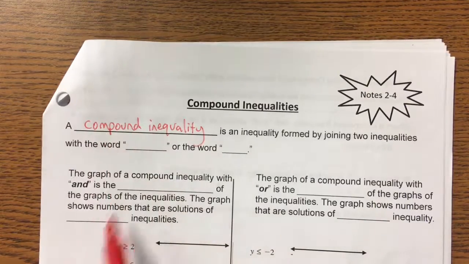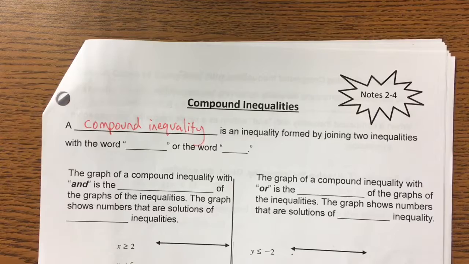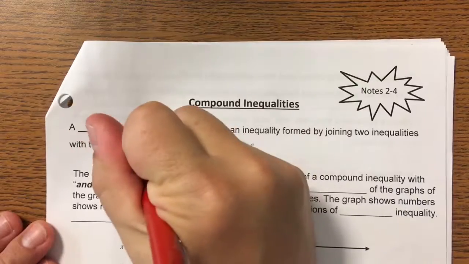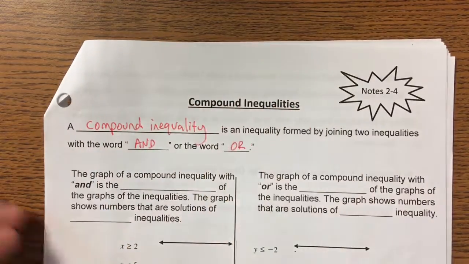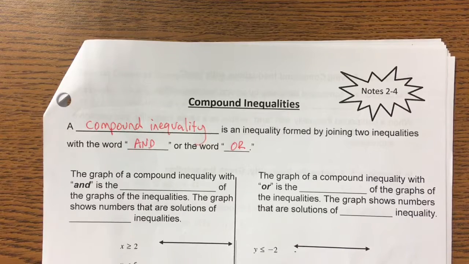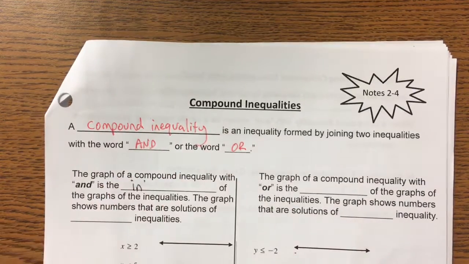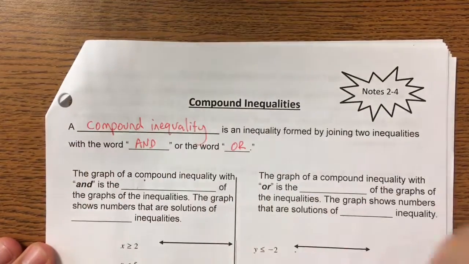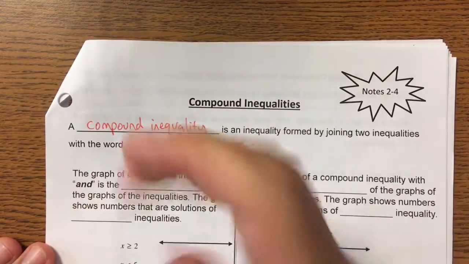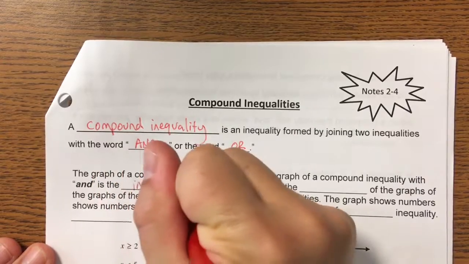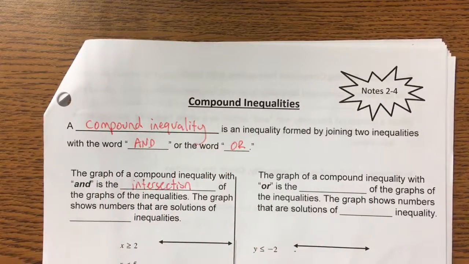So yeah, a compound inequality is an inequality formed by joining two inequalities with the word "and" or the word "or." When you graph a compound inequality that has an "and" statement, it is what we call the intersection of the two graphs of the inequalities.